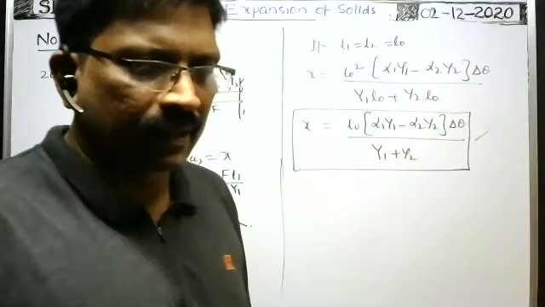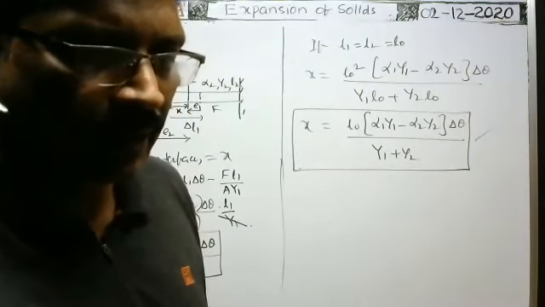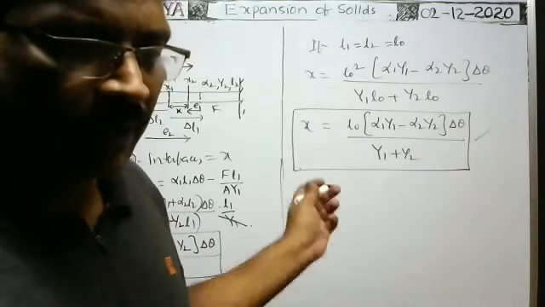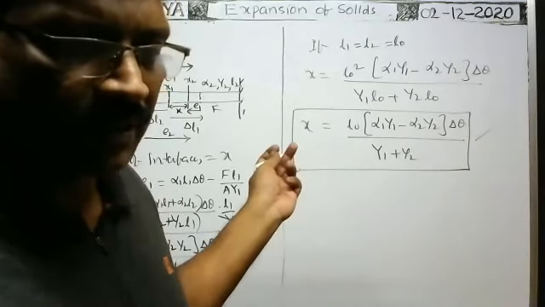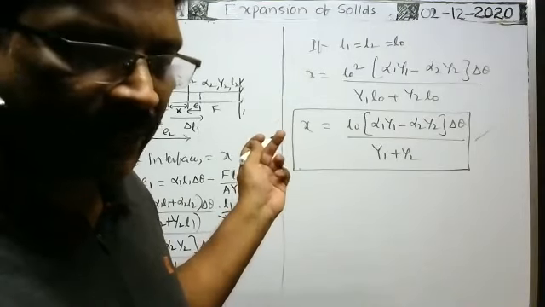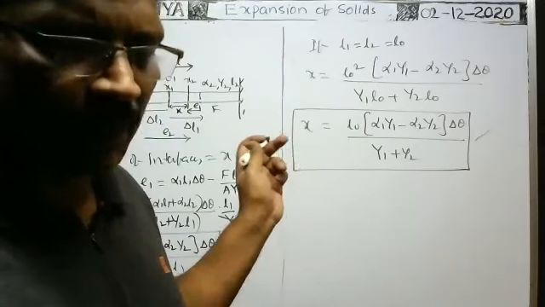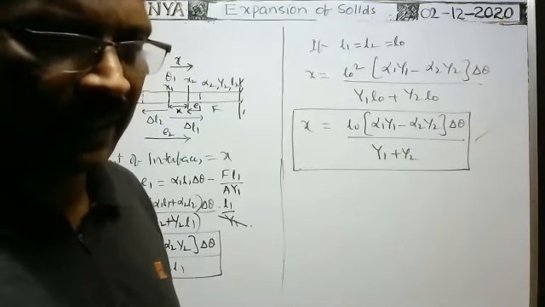In thermal stress, A means area of cross section of the rod. Girish, Sai Krishna, A is the area of cross section of the rod. Each rod, both are same. Area of cross sections of both the rods are same there. Okay, Girish, Sai Krishna.